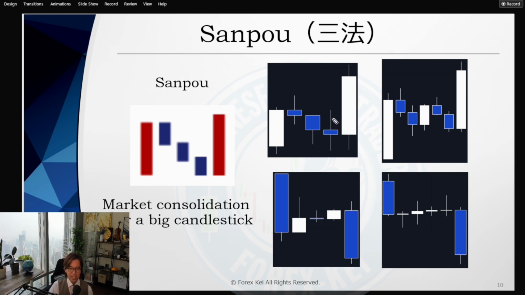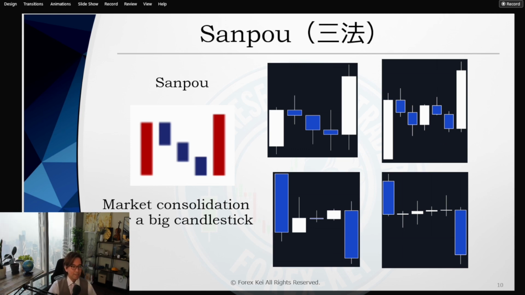And here too, when it's downtrend and there is a big bearish bar, then the market consolidates 1, 2, 3, 4 dojis. So it's a pure consolidation. And then the last candlestick broke the 4 dojis, and this is the new downtrend start. So if you sell, then you can follow downtrend from here. So this is the typical Sanpou structure, which I also use in my analysis and also in my entry strategies.